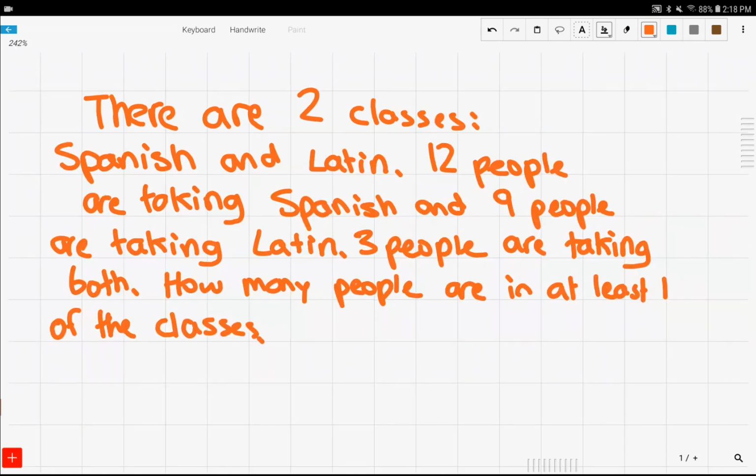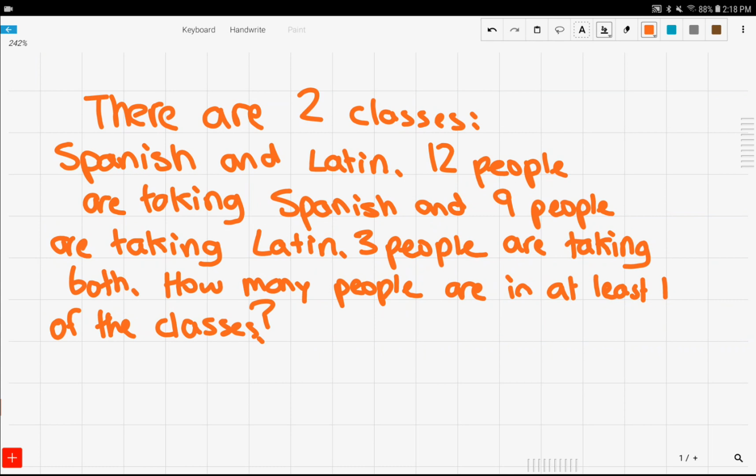So the first problem we're going to go over is a problem with two sets. This problem says there are two classes, Spanish and Latin. 12 people are taking Spanish and 9 people are taking Latin. 3 people are taking both. How many people are in at least one of the classes?